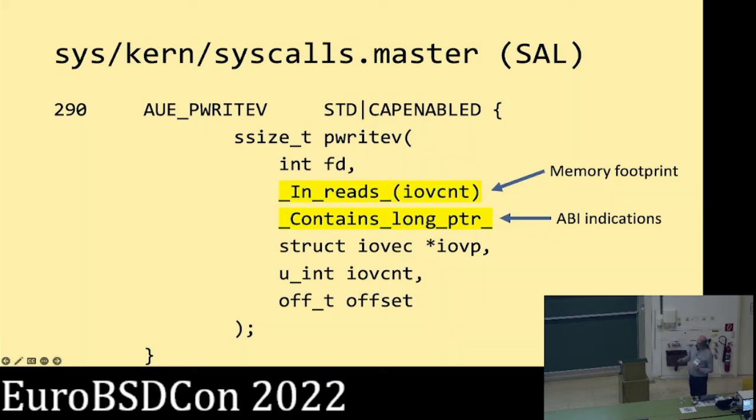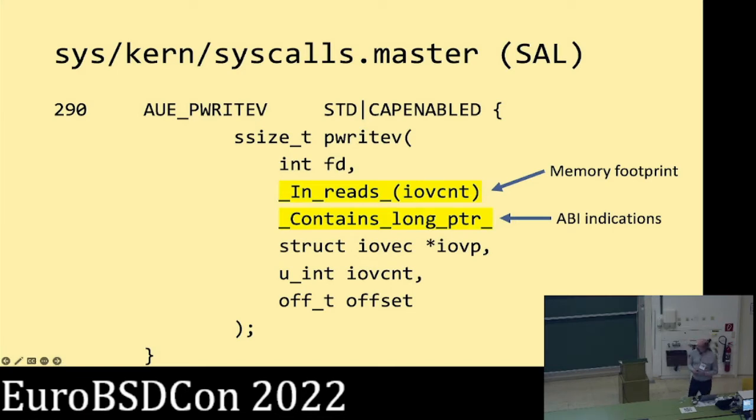The first one, this in reads IOV count, tells a programmer what the memory footprint of this system call is. It says that from the IOV pointer, we read at most IOV count objects. And that's useful if you're writing wrappers or loggers that want to be able to deal with any system call and work fairly naively with those system calls. So they don't have to know all the details of the implementation. They just need to know that, hey, this is going to be read from user space. If anything outside those bounds is read, that's maybe bad. And also that it's a read versus a write.